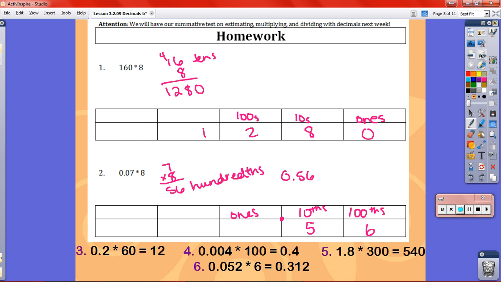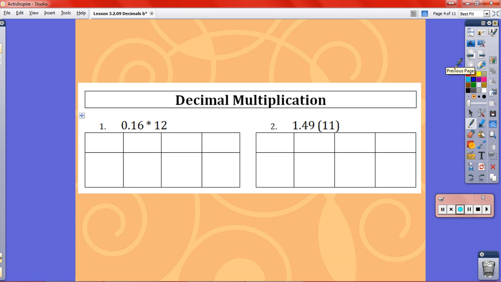Alright, one more set of examples here of decimal multiplication with the place value chart. So this is going to be in hundredths, because this is 16 hundredths. So my lowest place value is hundredths, then tenths, then my decimal, then ones and tens. So I'm going to go ahead and do 12 times 16 hundredths. So my answer will be in hundredths.